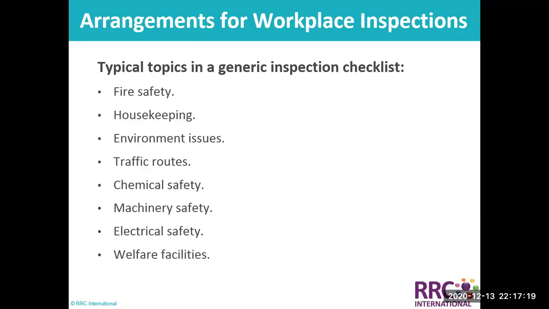Arrangement for workplace inspection. Typical topics in generic inspection checklists like fire safety, housekeeping, environment issues, traffic routes, chemical safety, machinery safety, electrical safety, welfare facilities, as the case may be. All these are typical topics that could be included in, that could be captioned for inspection checklist.